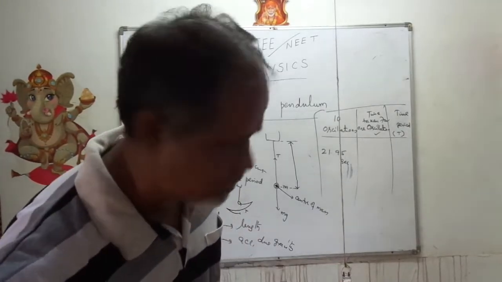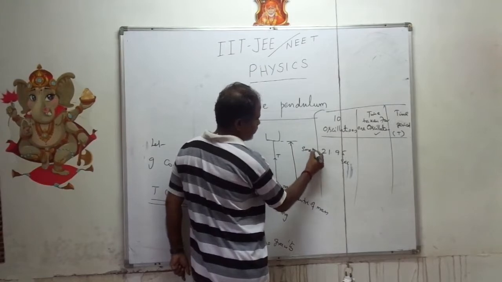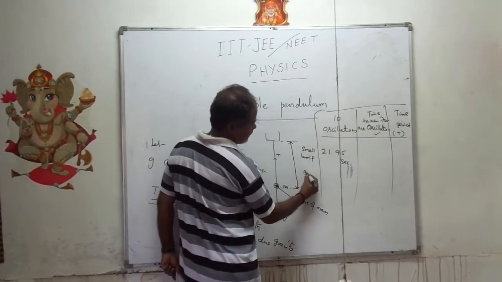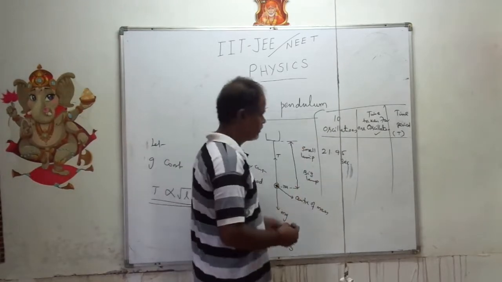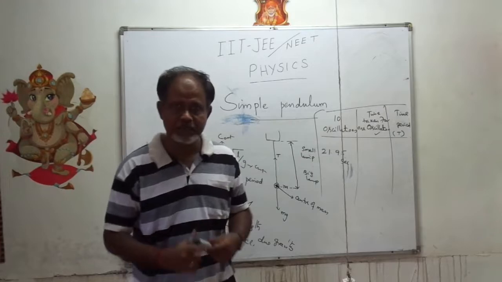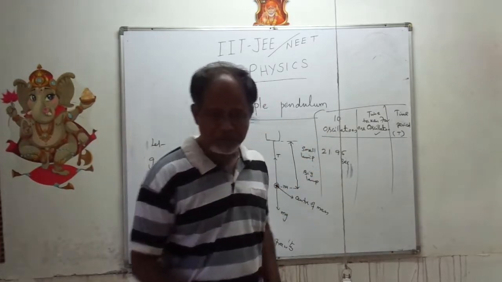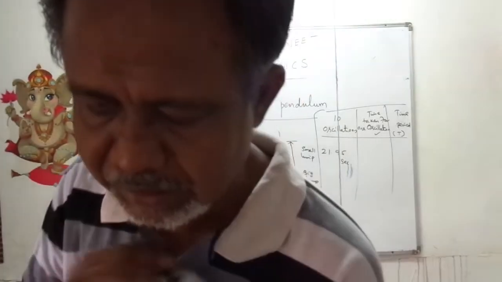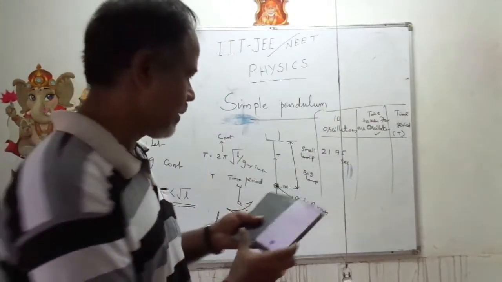Okay. First we measured with the small lamp. This is a big lamp. Now I am going to find the time period. Are you able to understand? Again I am going to oscillate it. For that I am using the stop clock here.